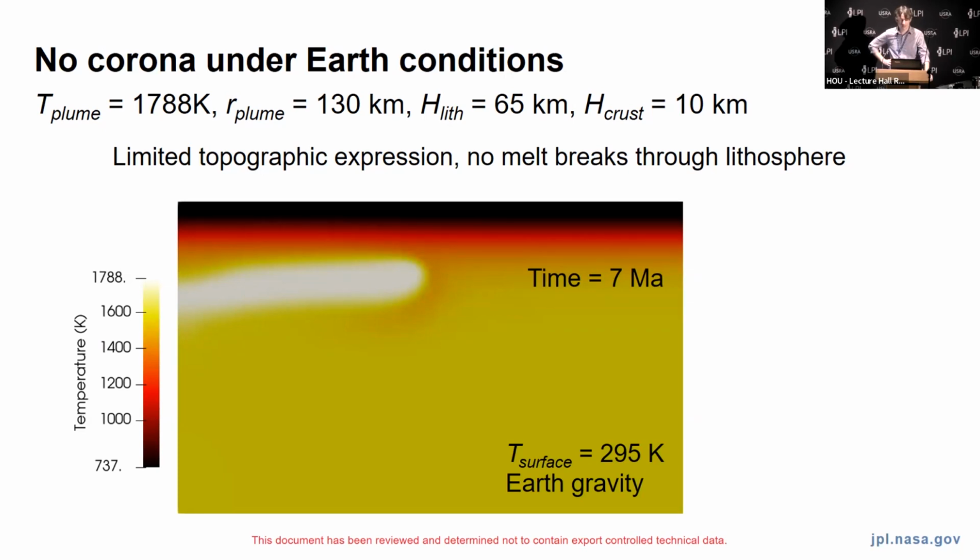Similar plume or plume body. But then we have a lithosphere of 65 kilometers, crust of about 10 kilometers, trying to go for some oceanic lithosphere here. And then we have a surface temperature of 295 and use Earth's gravity. In this case, because the lithosphere is so cold, it's too viscous, too strong, and doesn't really support any topography. No melt ever breaks through even after several million years. And so you just don't get a corona because of that.